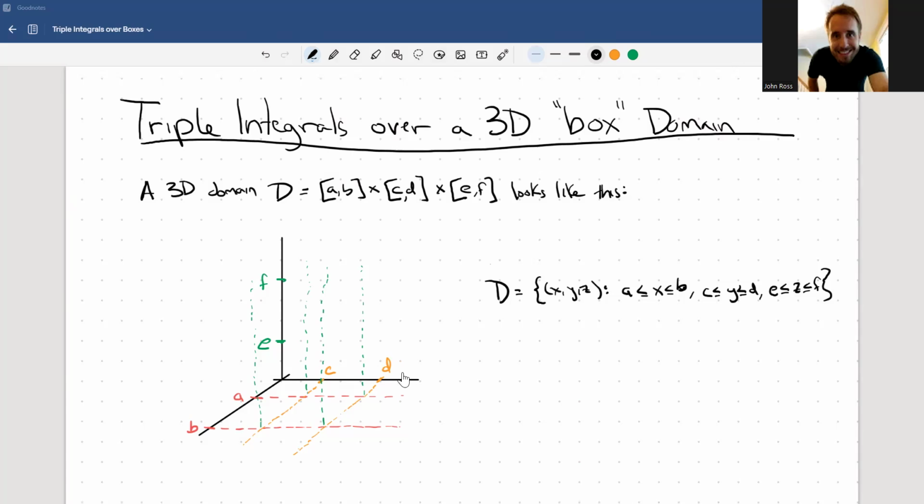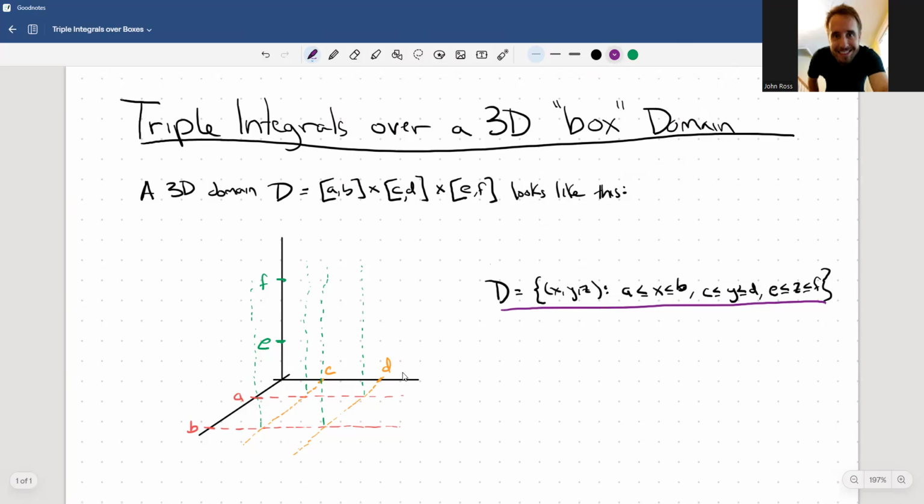And I have 2 different but equivalent notations written up here for my domain, which I'm calling D. And so our domain D, you could think of it as the set of all, I'll look at this notation first. This is the set of all points in three-dimensional space, so the set of all triples x, comma, y, comma, z, such that the x-coordinate is between 2 numbers a and b, the y-coordinate is between 2 numbers c and d, and the z-coordinate is between 2 numbers e and f. So that is one way that we could write this box domain.